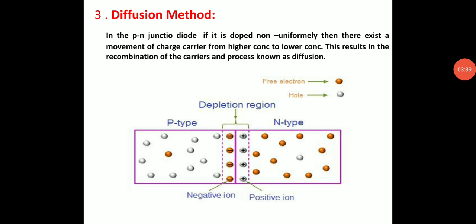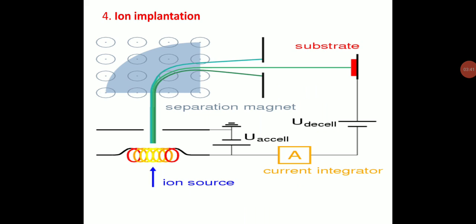Then next, the fourth one is the ion implantation. Let's see the diagram. This is the ion source.